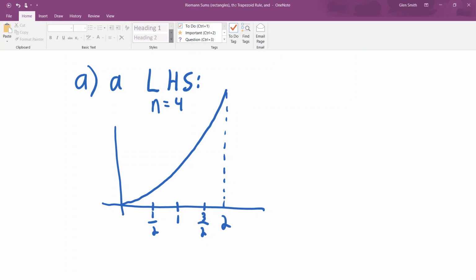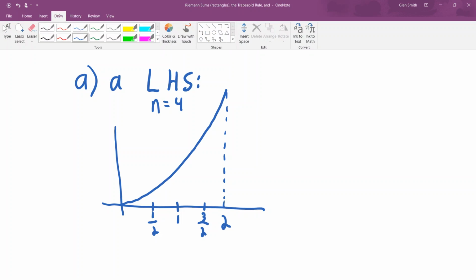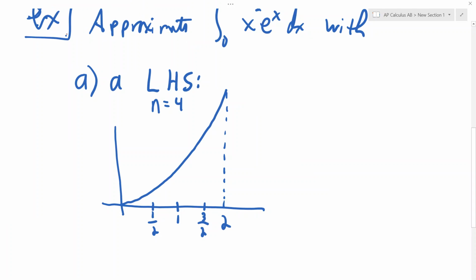Now, I'm going to write this in a different color just so it's a little bit easier to see. On each interval, we can think of the area as the area on that interval. That's it.